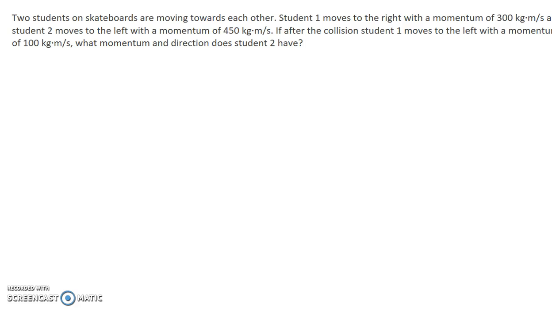Two students on skateboards are moving towards each other. Student 1 moves to the right with a momentum of 300 kilograms times meters per second, and student 2 moves to the left with a momentum of 450 kilograms times meters per second. If after the collision, student 1 moves to the left with a momentum of 100 kilograms times meters per second, what momentum and direction does student 2 have?